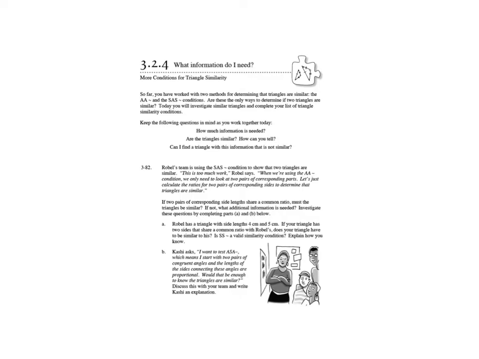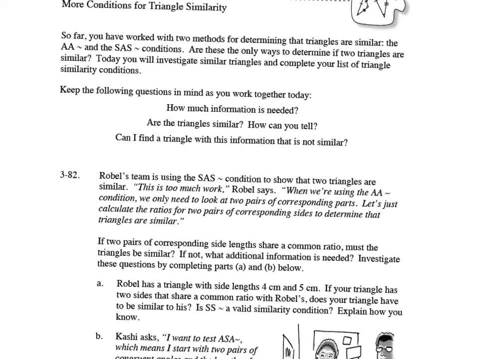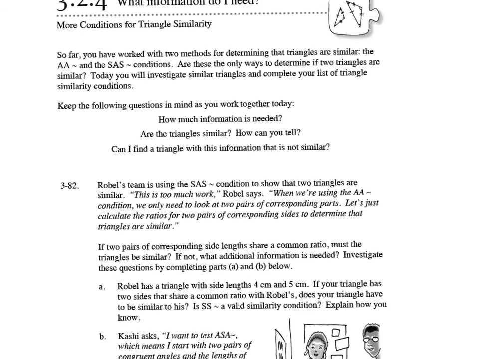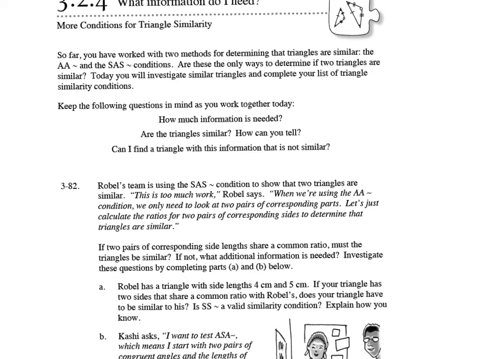Moving on to the next section, section 3.2.4, it says more conditions for triangle similarity. It says so far you've worked with two methods for determining that two triangles are similar, angle, angle, and side, angle, side. Are these the only ways to determine if two triangles are similar? Well, what we're going to do now is add one more triangle similarity condition.